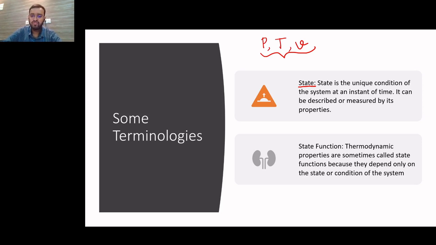All right. Then we have to talk about something called state functions. So thermodynamic properties are sometimes called state functions because they depend only on the state or condition of the system. And this is what we talked about earlier: state functions or point functions. All right. So your thermodynamic properties are also state functions. Mathematically they are called point functions, but in thermodynamics you call them state functions.